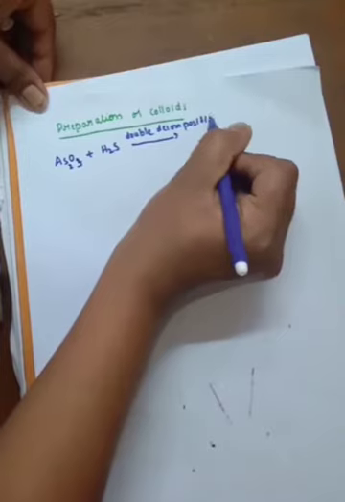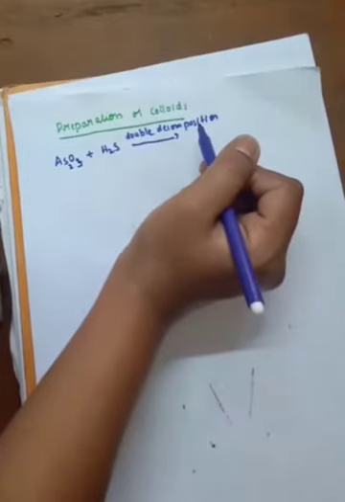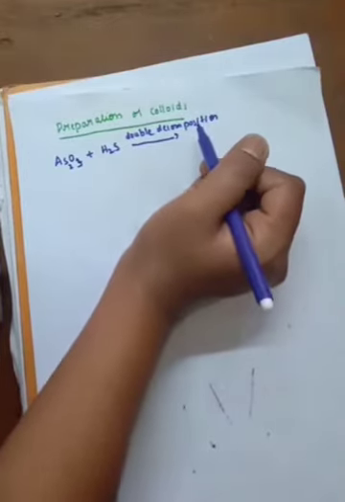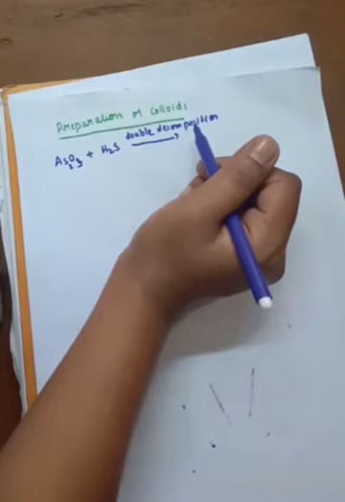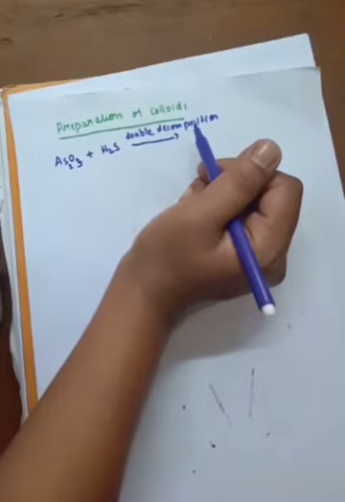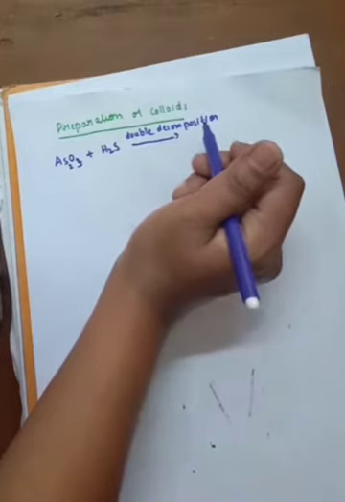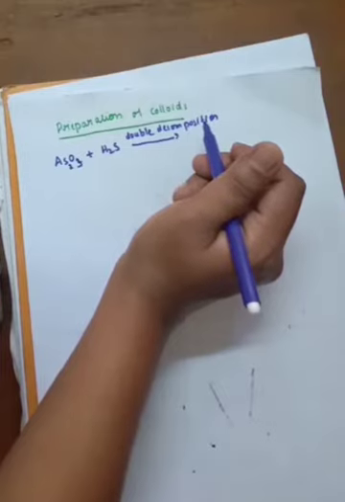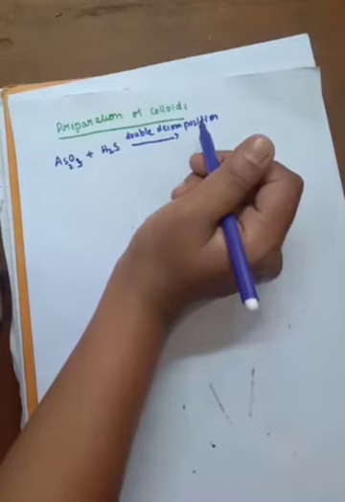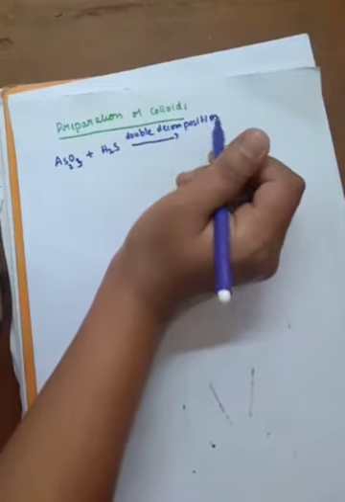What is meant by double decomposition? Double decomposition means the two constituent reactants interact, interchanging the positive and negative ions to form two new compounds. This is called double decomposition.